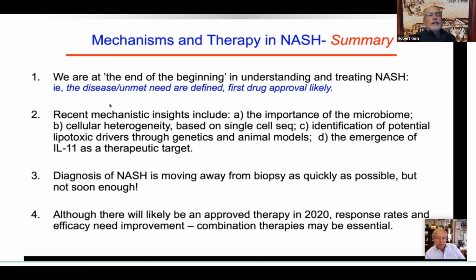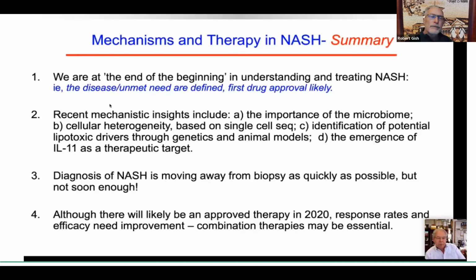Okay, we're getting close to the end. We're at the end of the beginning anyway. Understanding NASH, we really need to get some drugs approved. We have vitamin E. One of my friends wanders around and thinks about other things such as green tea, which is safe, coffee, safe, but it's really back to losing weight.